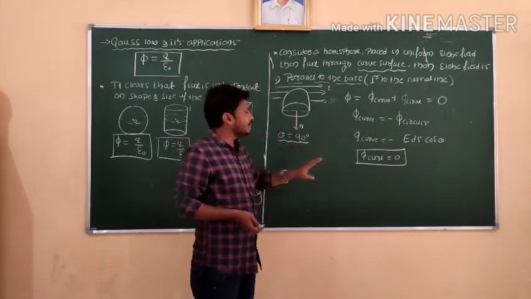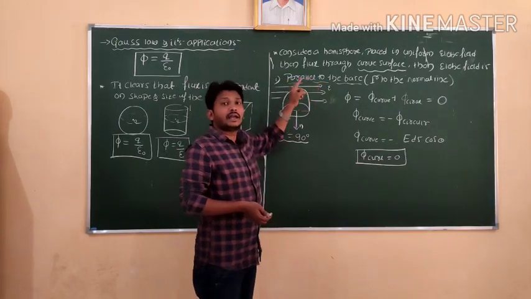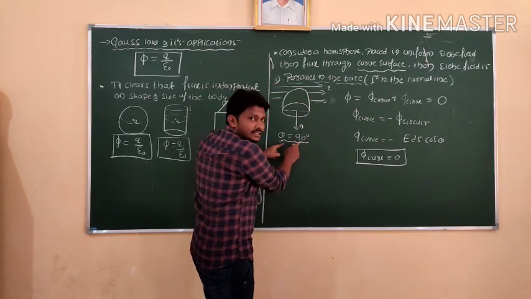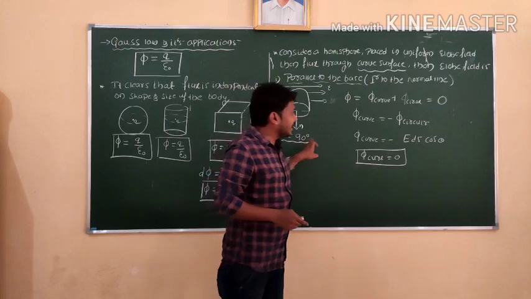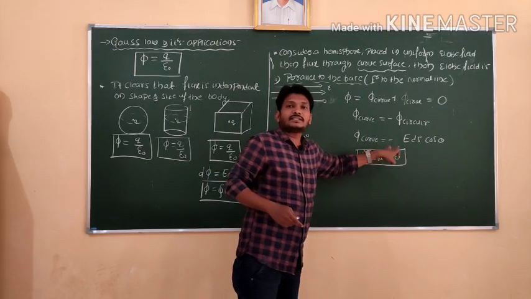So did you get my point here? Look at here. If the field lines are parallel to the base, then the angle between the electric field line and the normal line is 90 degrees. If this angle is 90 degrees, cos 90 is 0. So total flux through the curved surface is 0.